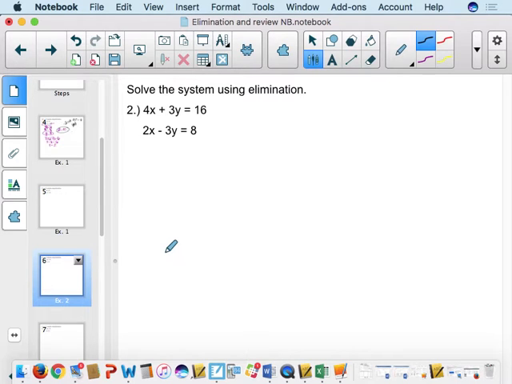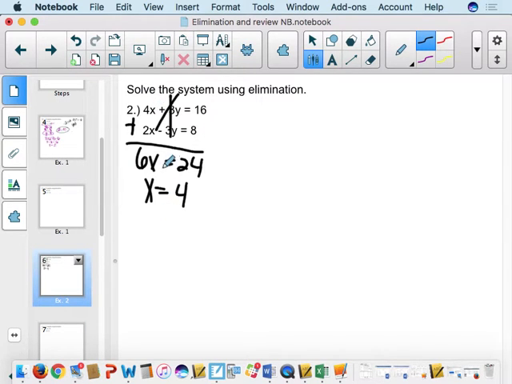All right, you might not be all the way done with example 2. Let's go ahead and see how we're doing, and then I'll give you another one here to try on your own in a couple minutes. So we're ready to add these equations up. 4x and 2x make 6x. My y's eliminate like we wanted them to. And I have 16 plus 8, which is 24. Divide both sides by 6, and x equals 4.